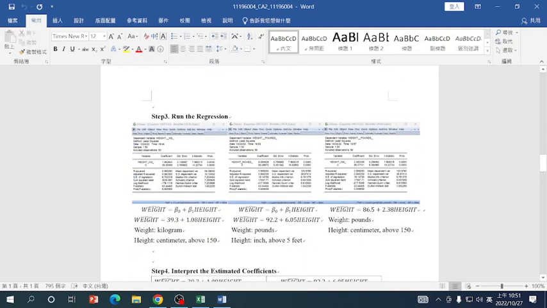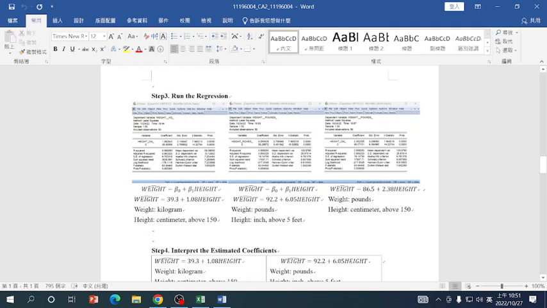For the regression, according to the statement in the textbook, the x variable should be height and the y variable should be weight. So we hypothesize that the taller you are, the more weight you get. The estimated equation will be weight equals beta 0 plus beta 1 height. After we put the data into EViews, we got the estimated equation like this, where the unit of weight is kilogram and height is centimeter above 150. This is the same in pounds for weight and height.